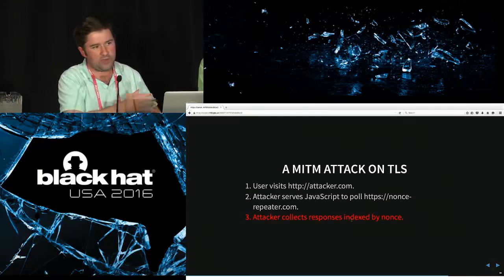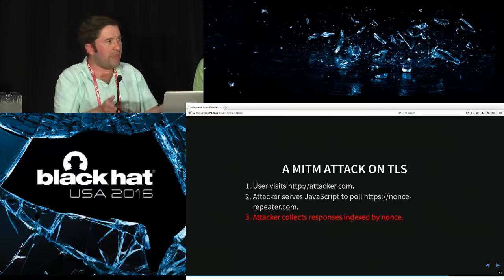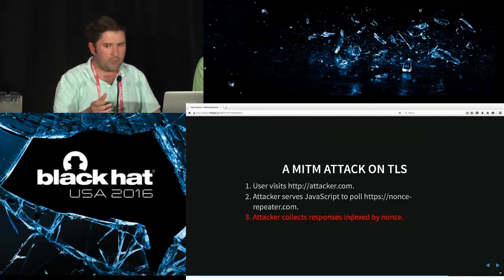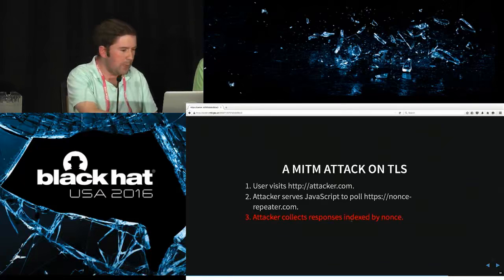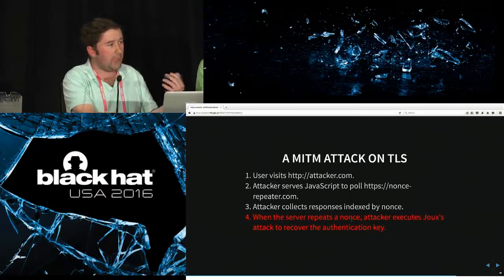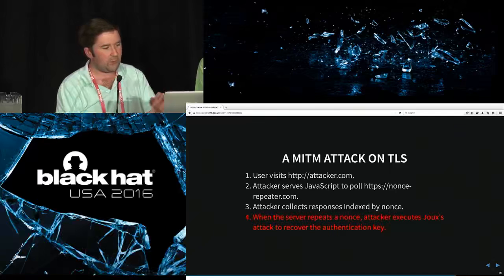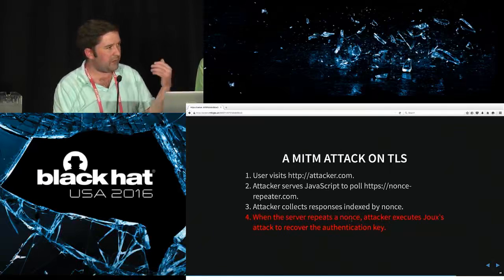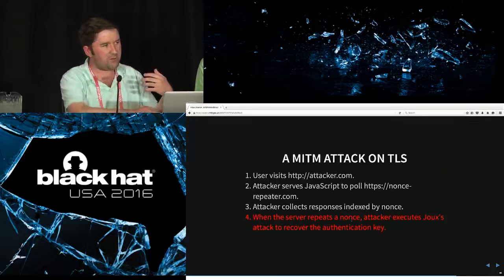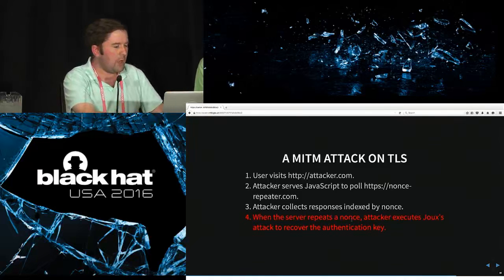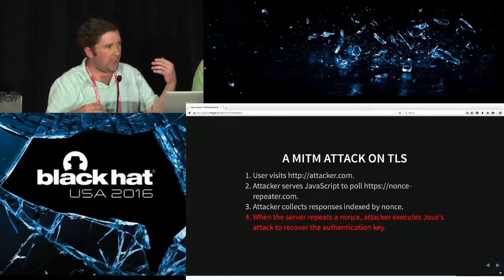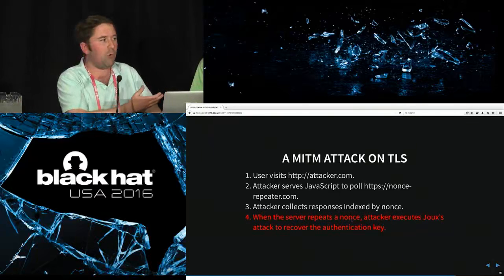So recall, as Hannah was saying, in TLS we have this 8-byte nonce that is a public value and transmitted over the wire. The attacker is just going to collect these along with the messages that they go with. And what they're going to be doing is looking for a collision in nonces. When the server repeats a nonce, the attacker is just going to execute Joux's attack that we just discussed, and that's going to give them a short list of candidates for the authentication key. Now, in this step, it's important to note that, as I was saying earlier, you might get more than one candidate back.